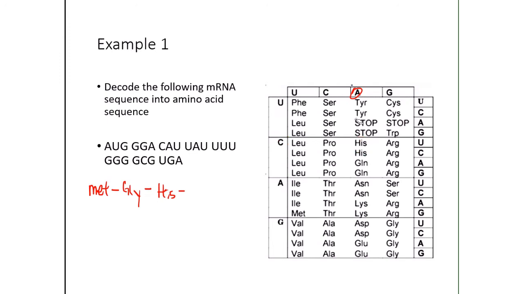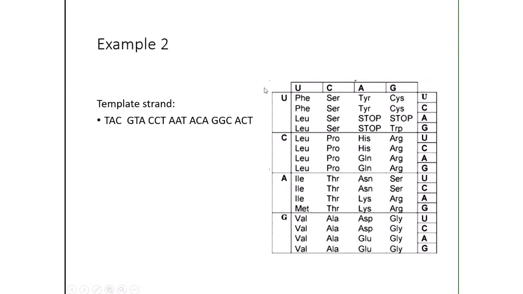UAU is going to be tyrosine. UUU is going to be PHE. GGG is going to be glycine. Next one is GCG, which will be alanine right here. And then UGA is a stop codon. Should be pretty straightforward, I hope. As long as you have the codon table, this would be quite easy.